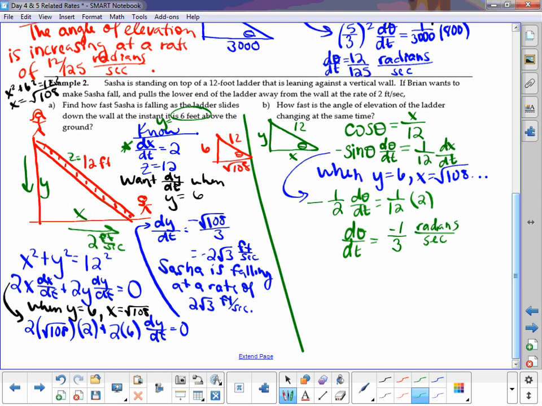Now, again, we didn't have to use cosine. We could have actually used sine since we found dy/dt in our last problem. But this was actually a lot nicer than if you used dy/dt because you had roots in your dy/dt. Alright, so it says how fast is the angle of elevation of the ladder changing. The angle of elevation of the ladder is changing at a rate of negative 1/3 radians per second. Or you could say the angle of elevation of the ladder is decreasing at a rate of 1/3 radians per second. Okay, questions on that?